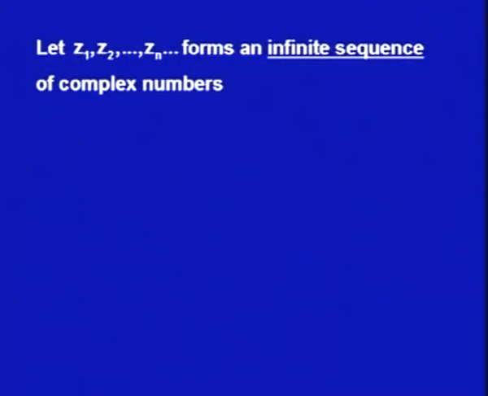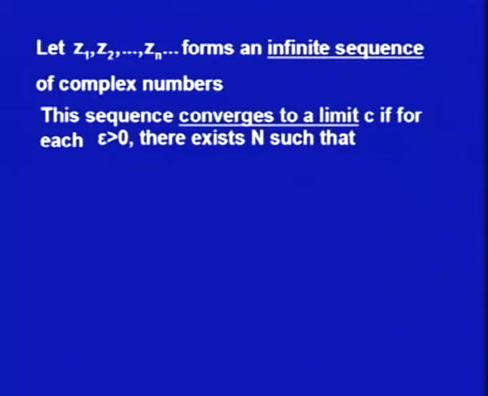So, to start with, let us say z1, z2, zn forms an infinite sequence of complex numbers. Then this sequence converges to a limit c if for each epsilon positive there exists n such that magnitude of zn minus c, or modulus of zn minus c, is less than epsilon for each n greater than n.